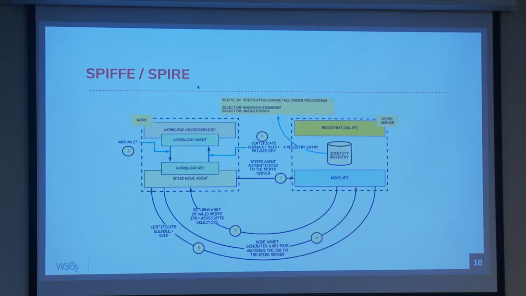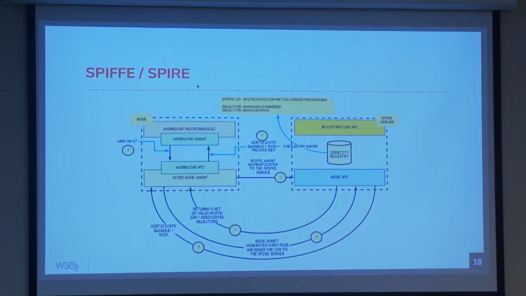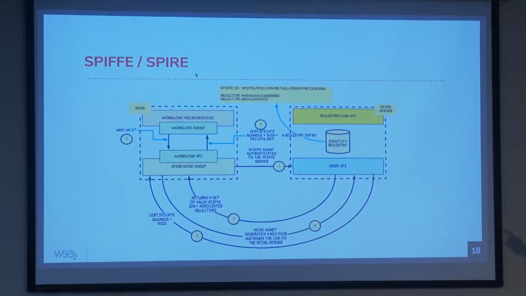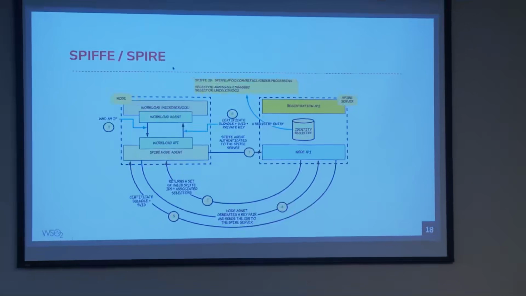Then it has a registry which defines what microservices can be run on that particular EC2 node. So now we know the EC2 node, and the identity registry defines what microservices are eligible to run on that particular EC2 node. And each microservice has an identifier, which is called a SPIFFE ID. You can see it on the top.